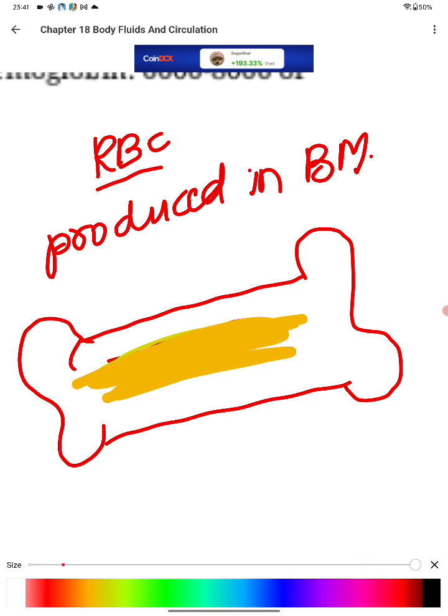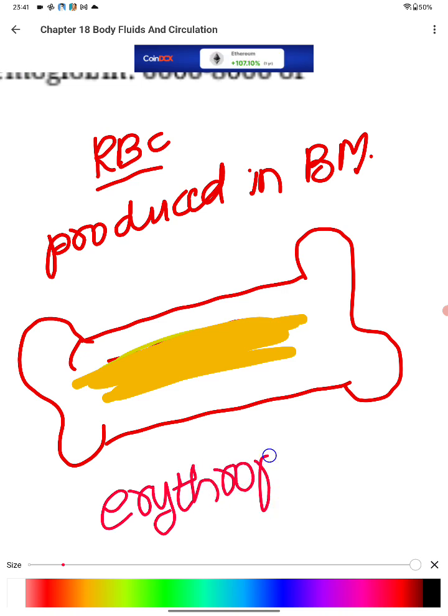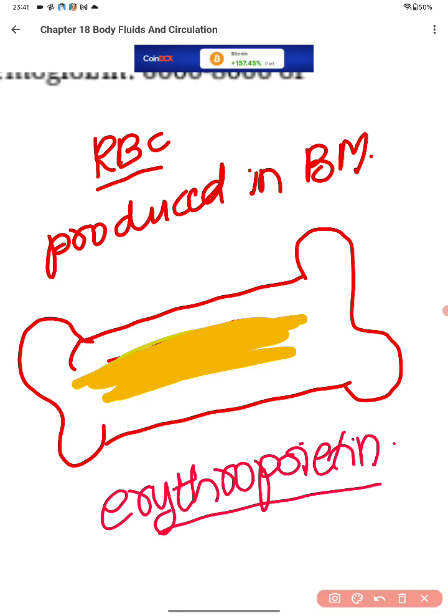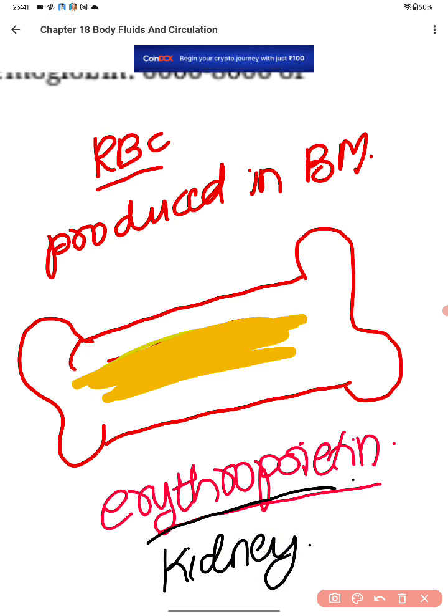I think you know regarding it. Erythropoietin is... write in the comment section where erythropoietin is produced. This is your homework. So for those who don't know, erythropoietin is produced in the kidney. Kidney produces erythropoietin, which stimulates bone marrow to produce RBC.